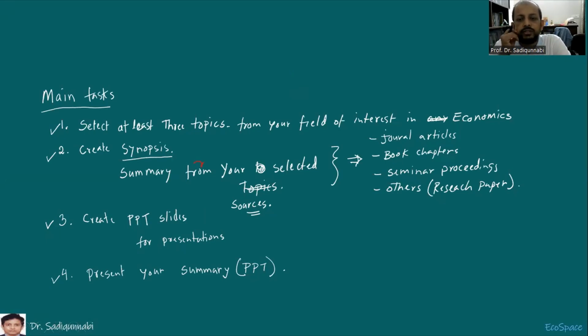The second task is to create a synopsis. That means a summary from your selected sources. Maybe you have taken 5 journal articles, or 3 journal articles and 2 book chapters, or maybe seminar proceedings, or in others you may add some working paper also. Okay, working paper is also a source of topic. Now, in the next slide, we are going to see how to create a synopsis.